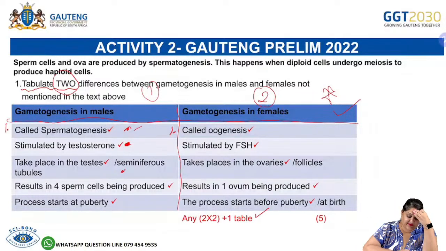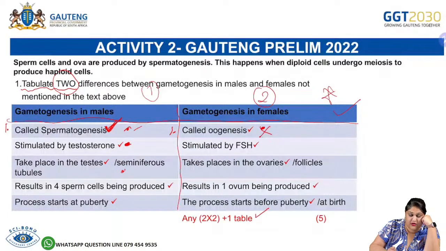And it's any 2 times 2, so even if you got this mark called spermatogenesis, and if you wrote stimulated by FSH here, even though it is true, you will get it wrong. Are you with me? So you must be comparing like things. I like to say you have to compare apples with apples.